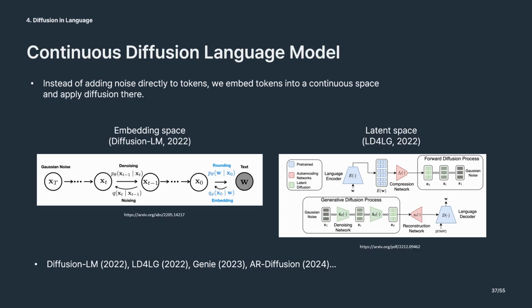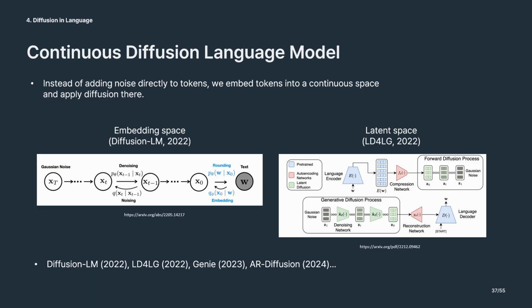First, let's take a closer look at continuous diffusion language models. As discussed earlier, these models avoid directly adding noise to discrete tokens. Instead, they map the tokens into a continuous space and perform diffusion there. There are two main approaches within this paradigm. On the left, we have Diffusion-LM. It operates in embedding space. The model maps each token to its embedding vector, adds Gaussian noise in that space, and then denoises. After denoising, the output is mapped back to a token through rounding or decoding based on similarity.